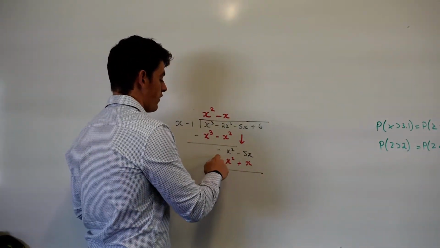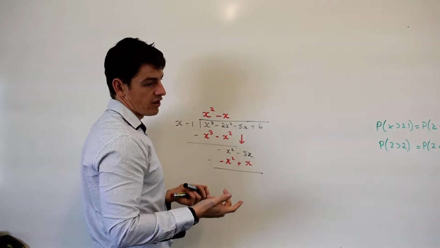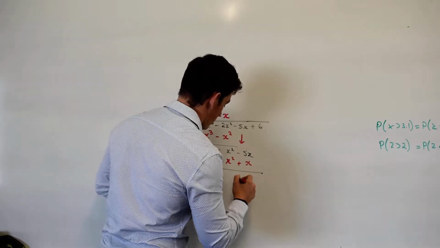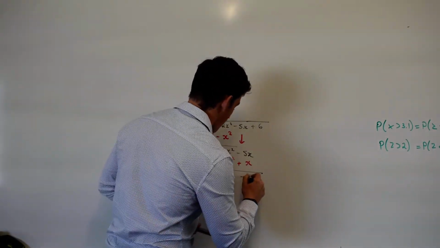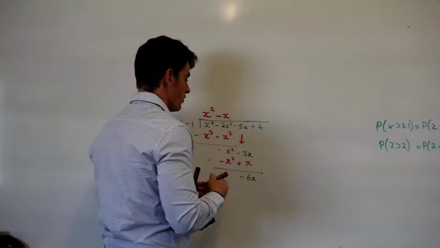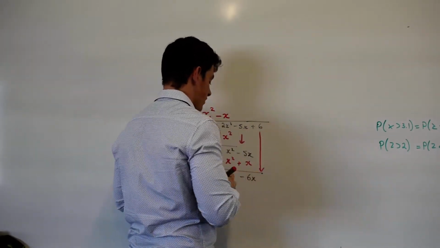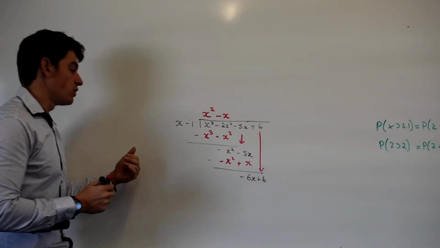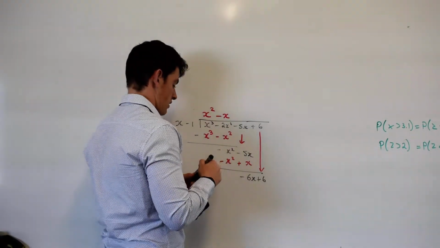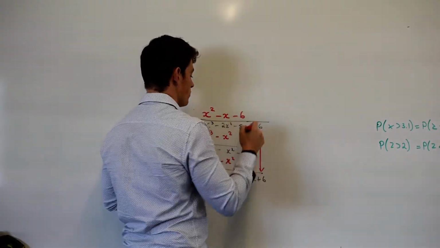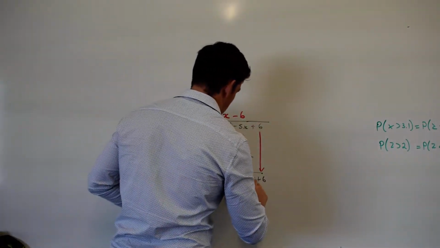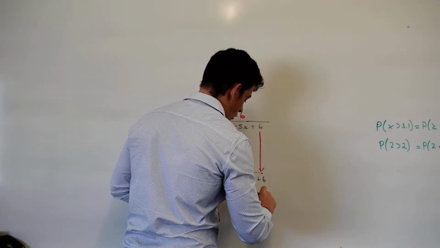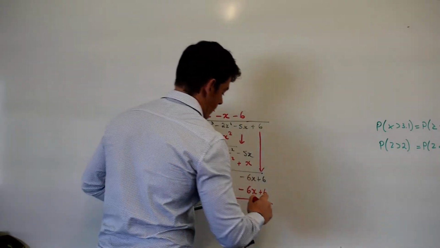So I've got negative x squared minus negative x squared, which gives me? Negative 5x minus x gives me? Negative 6x. What am I going to do with this? Bring it down. Keep the sign the same. How many times does negative 6x go into x? Negative 6 times. I do the multiplication. I get negative 6x. Negative 6 times negative 1.